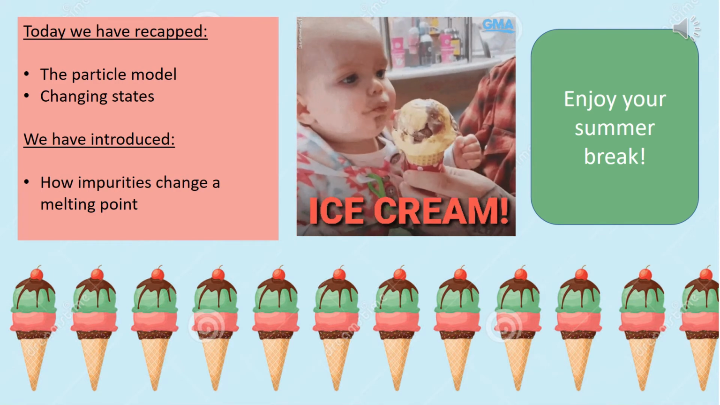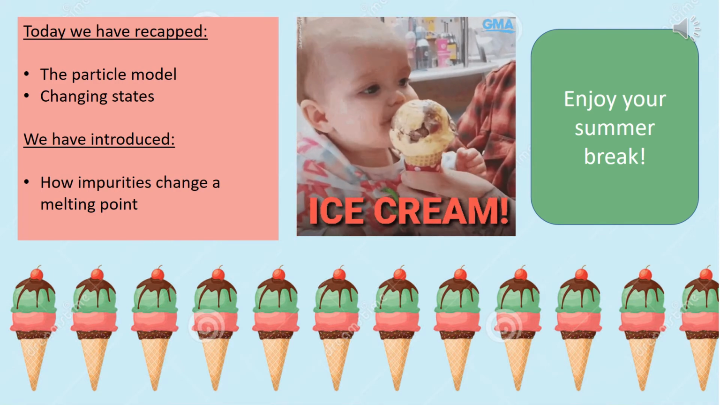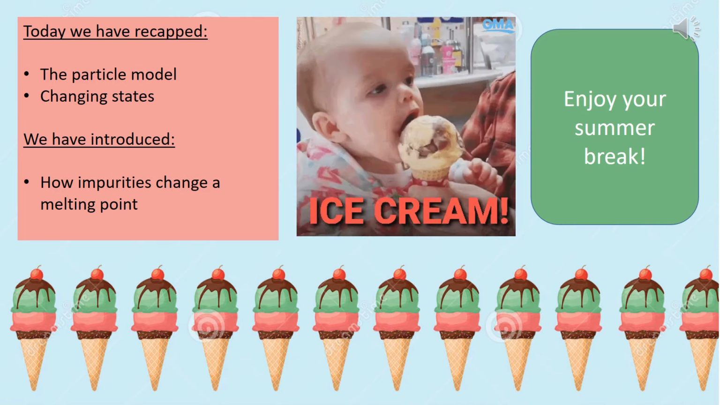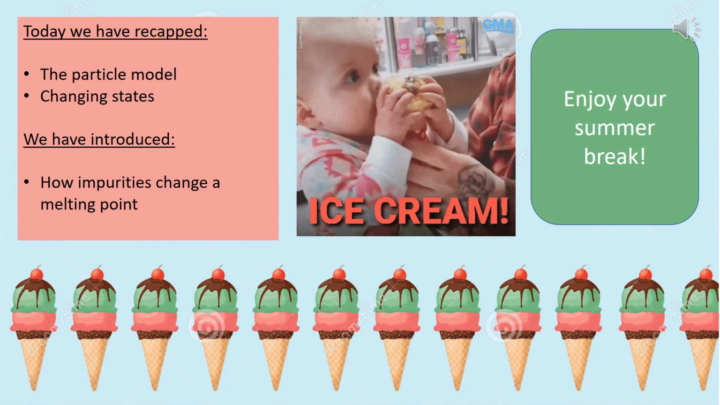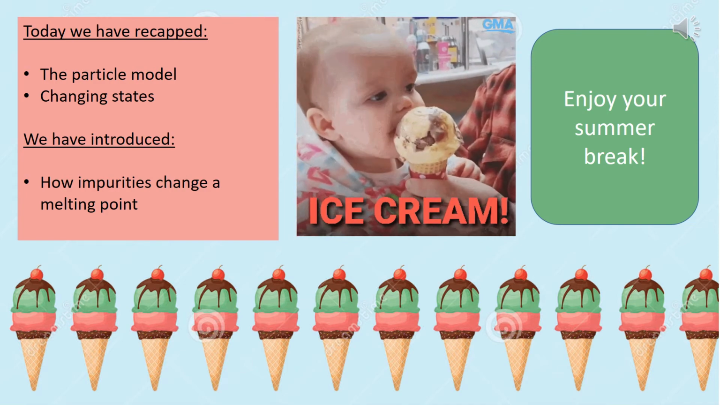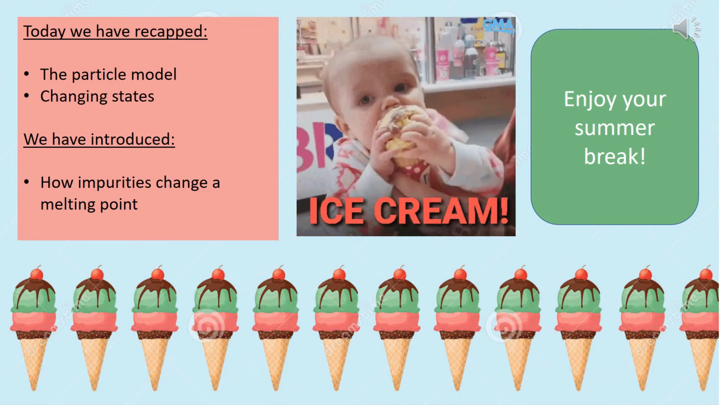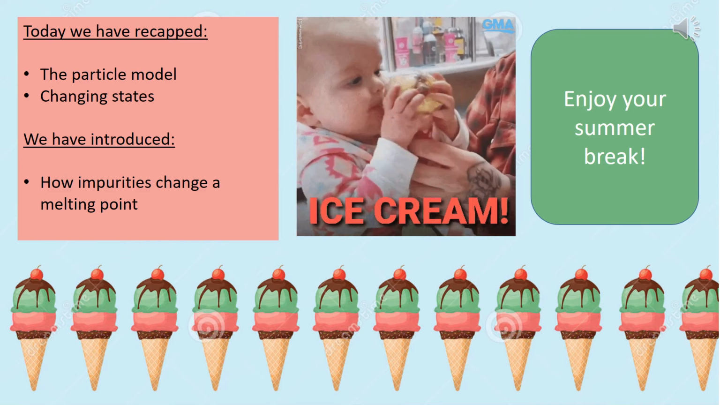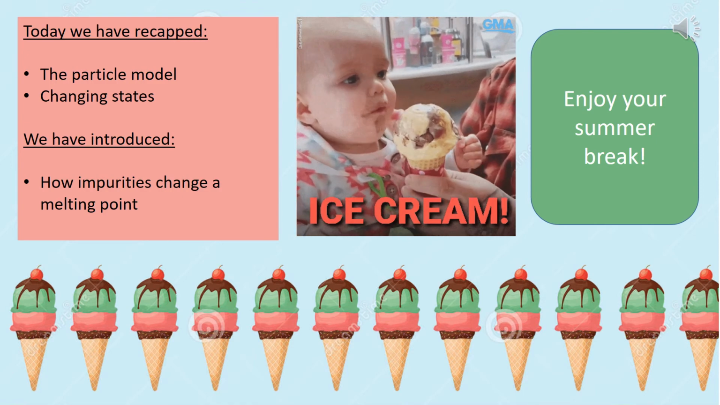Brilliant. So before you have a go at making your own ice cream, in this lesson we have recapped the particle model and changing states, as in looking at a liquid turning into a solid, which is freezing, and a solid into a liquid, which is melting. We've also introduced in this lesson how impurities change a melting point. That's something that you're going to be looking at in GCSE. You might want to be thinking about how you've seen this applied in life.